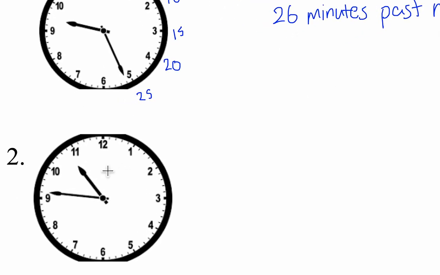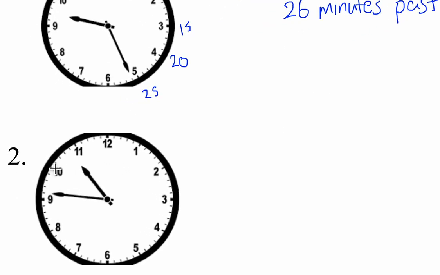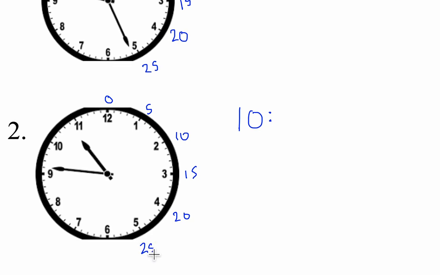Number 2. The hour hand is in between 10 and 11. So our hour is 10. Put the colon. And the minute hand is 1 past 9. So we have, starting at 12, it's 0, 5, 10, 15, 20, 25, 30, 35, 40, 45.